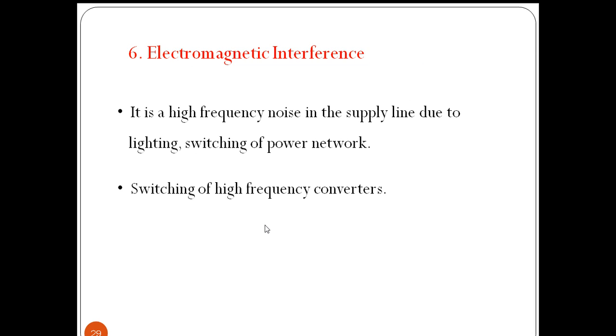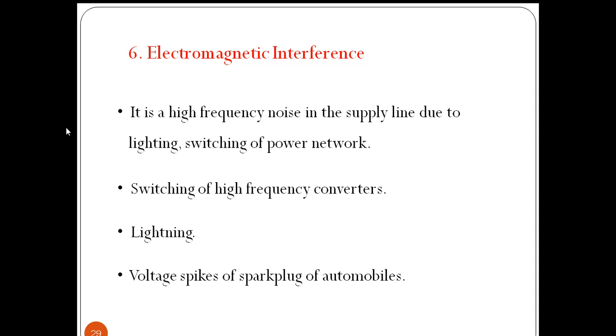Electromagnetic interference. It is a high frequency noise in the supply line due to lightning and switching of the power network and power supply. It is caused by the switching of high frequency converters, lightning, and voltage spikes from the spark plugs of automobiles.